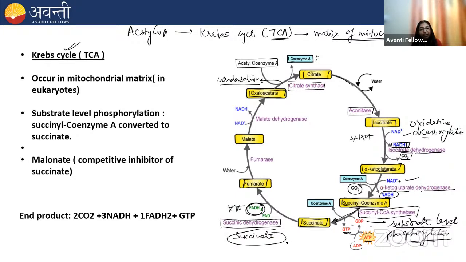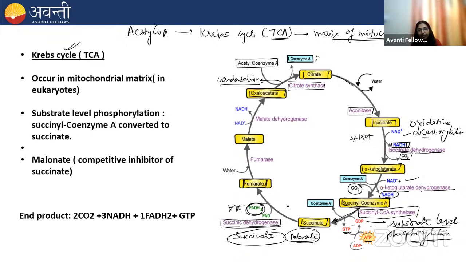And you also know that the competitive inhibitor of succinate is malonate. Competitive inhibitors are those which have a similar structure to the substrate, so there's a competition between the inhibitor and the substrate for the active site of the enzyme. Malonate has a similar structure to succinate, and the enzyme which malonate inhibits is succinic dehydrogenase.